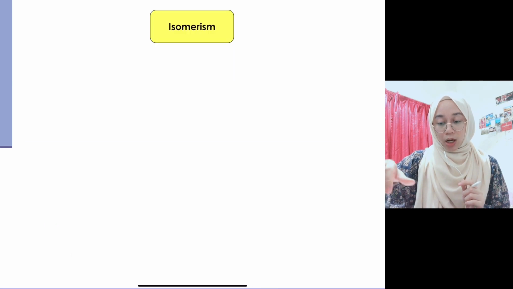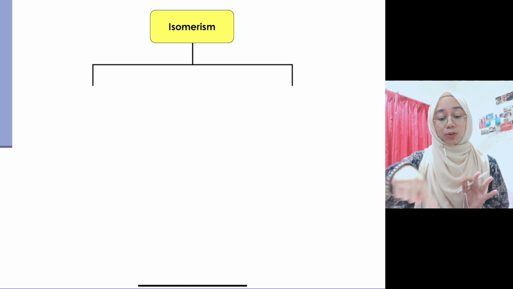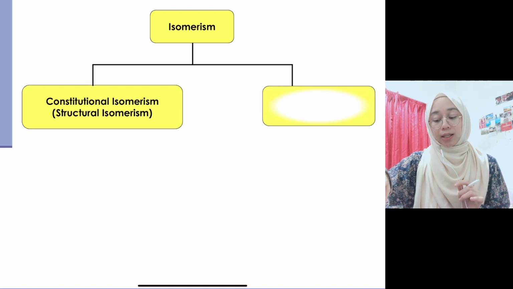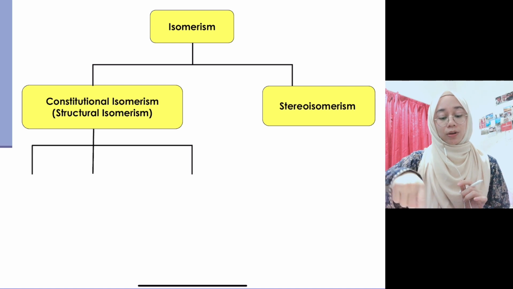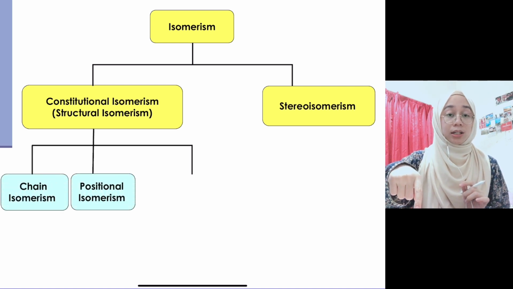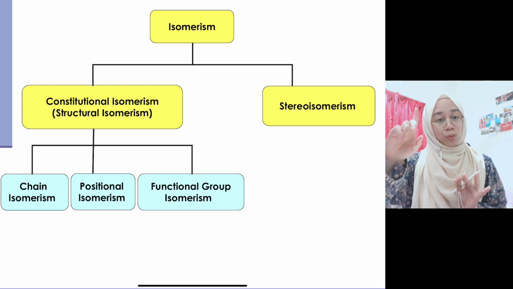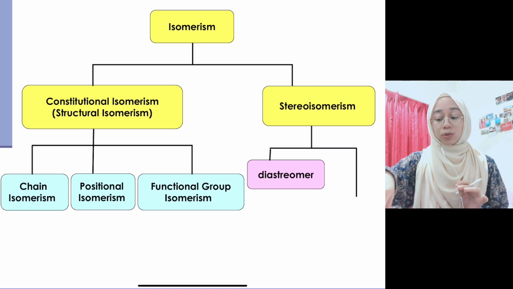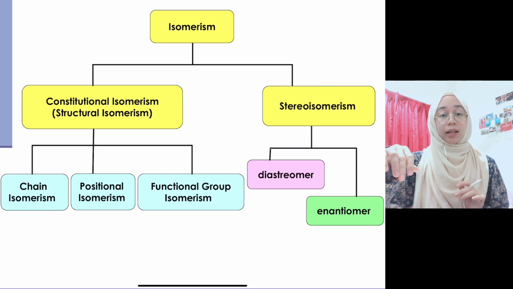For isomerism, we can divide them into 2 types of class. The first one is constitutional isomerism, also known as structural isomerism, and the other one is stereoisomerism. But our focus in this lesson is the constitutional isomerism. Constitutional isomerism itself is divided into 3 types: the chain isomerism, positional isomerism, and lastly functional group isomerism. So are we not going to learn about stereoisomerism? Yes, we do, but not in this topic. Stereoisomerism itself is divided into 2: diastereomer and enantiomers. Enantiomers you are not learning now. You'll be learning it later on in PST.